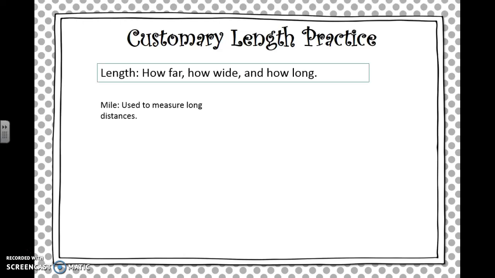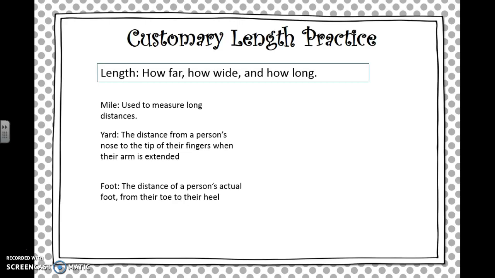First, I'm going to give us 4 different units of measurement that are in our customary length. So first I'm going to talk about the mile. You don't need to write down the example unless you feel like it's really going to help you in remembering these. So a mile, that's used to measure long distances. The next one is the yard. This is the distance from a person's nose to the tip of their fingers when their arm is extended.